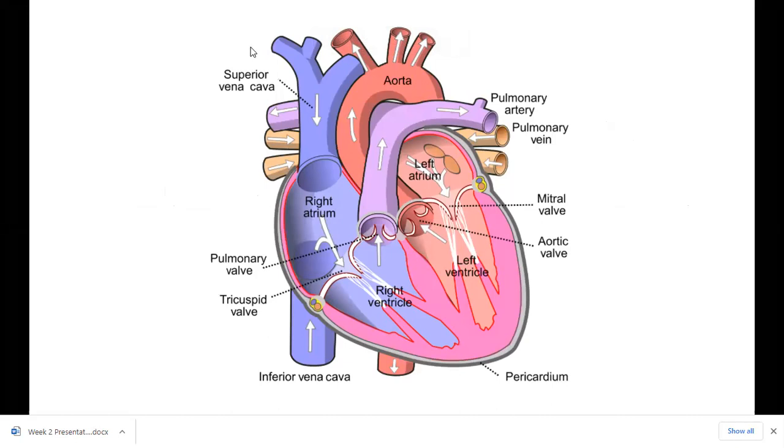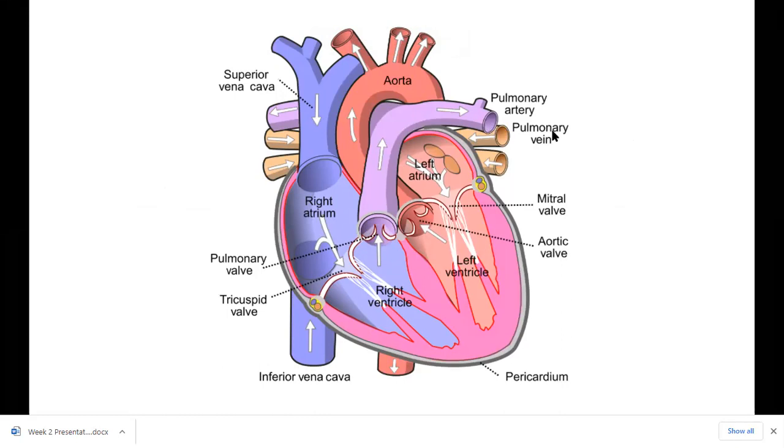So we have the superior vena cava right here, right atrium. We have the tricuspid valve here, the right ventricle, and the inferior vena cava, both going into the right atrium, then through the tricuspid valve into the right ventricle, out the right ventricle through the pulmonary valve into the pulmonary artery.